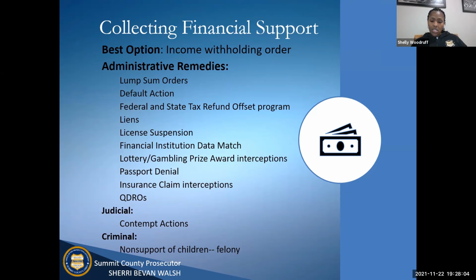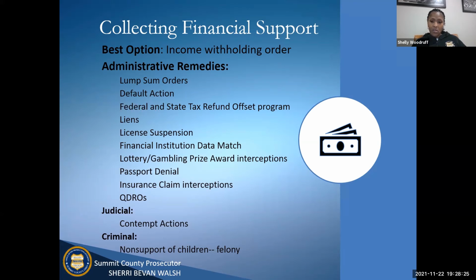Financial institution data match, that's where, of course, if they have a bank account, that information is reported as well. And if they show up on that financial institution data match, we will notify that institution that we need them to withhold so much of that money based off the arrears. I already talked lottery, gambling, prize award, interceptions.